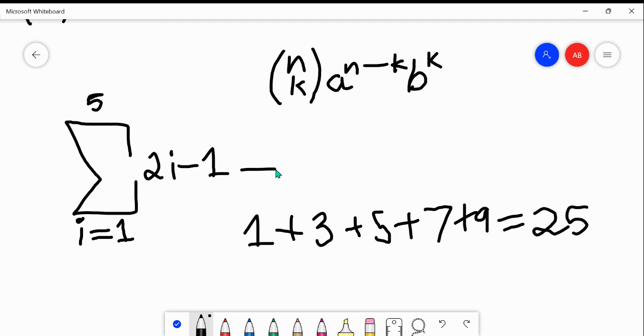So this is the answer to the equation. Now, in case somebody did notice a little suspiciousness going on here, 25. Hmm, isn't that 5 squared? And wait a minute, the upper limit is 5. Yes, indeed. If this upper limit is some value n, and you put it in this equation, the answer you are going to get is n squared. Always.